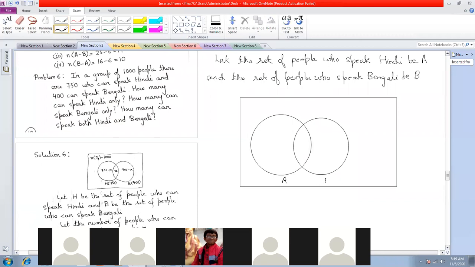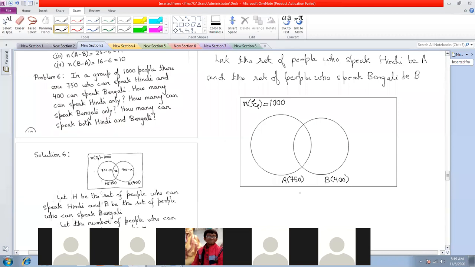Overlapping sets A and B, and this is your cardinality of the universal set. What is the cardinality of the universal set? How many people are there in total? 1,000. So cardinality of the universal set is 1,000. How many can speak Hindi? A is the set of people who speak Hindi. How many can speak Hindi? 750. So I'll write 750 here. How many can speak Bengali? 400. So I'll just write 400. Okay.